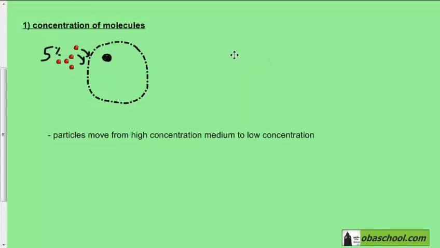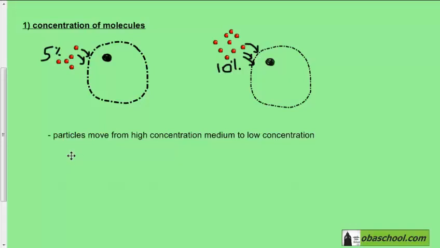Now let's take another animal cell. And this time, let's say that the same molecules are outside of the cell, but this time they are at a higher concentration. Let's say this time they are at 10% concentration outside of the cell. Now, of course, these are going to diffuse into the cell because they are higher in concentration on the outside than they are on the inside.